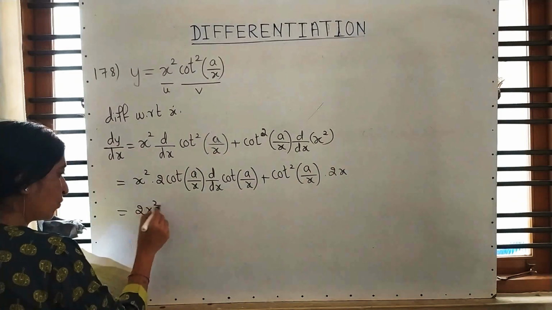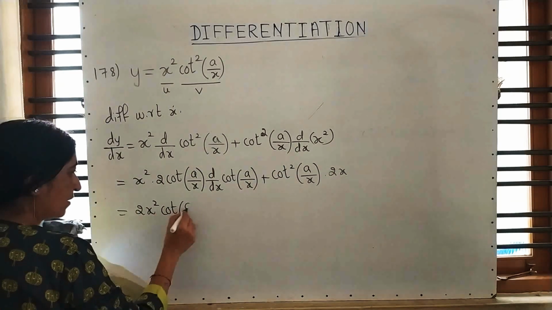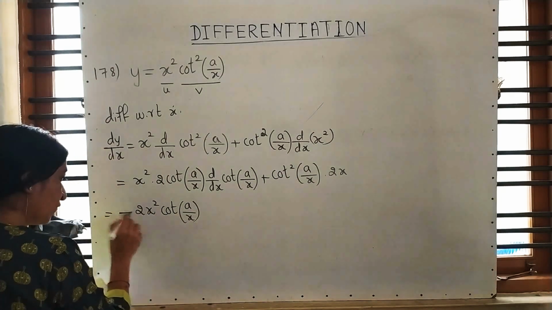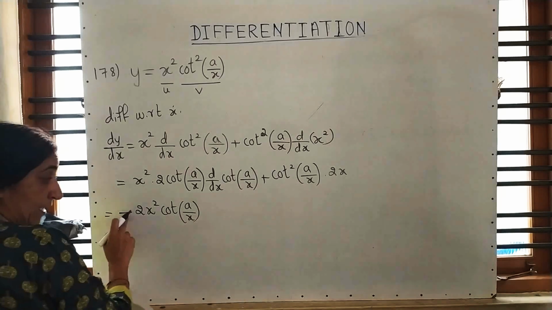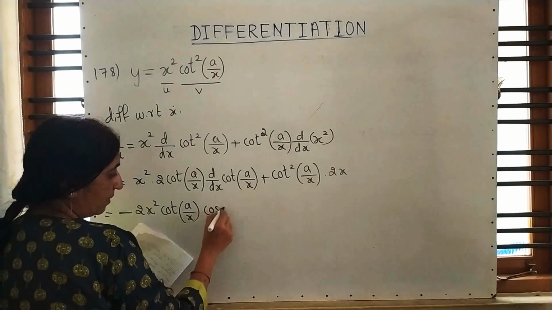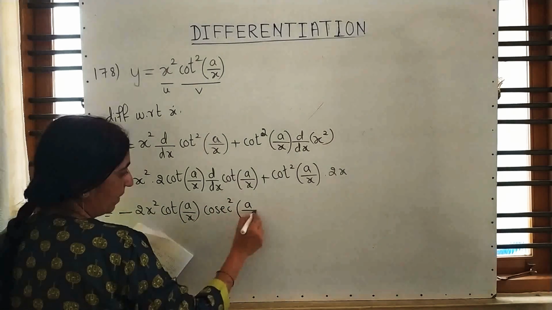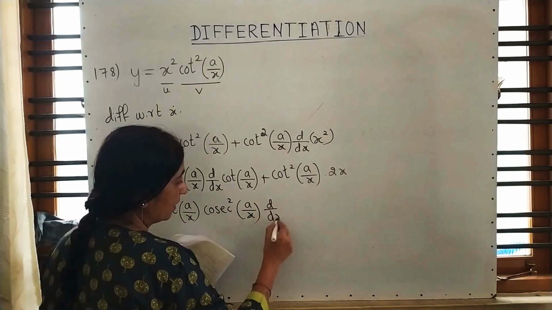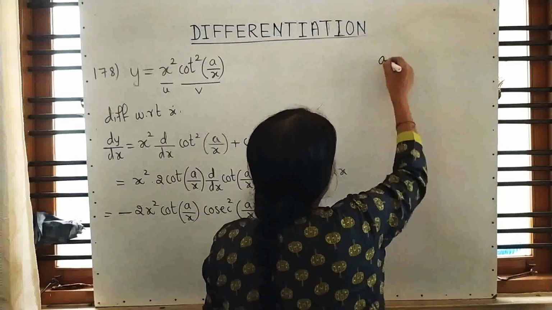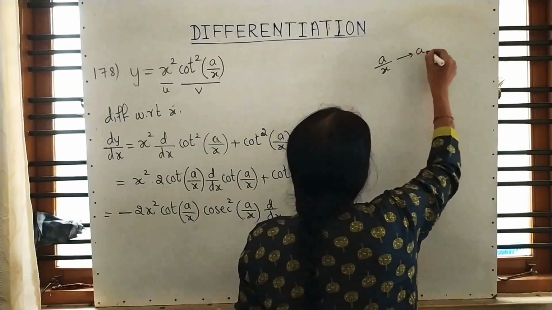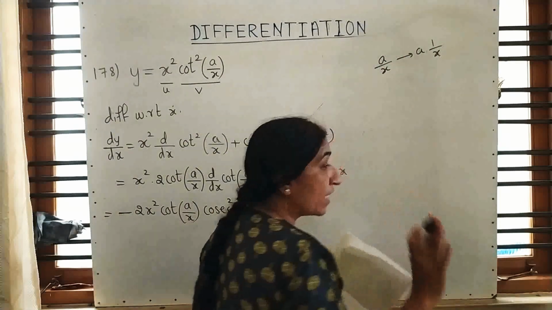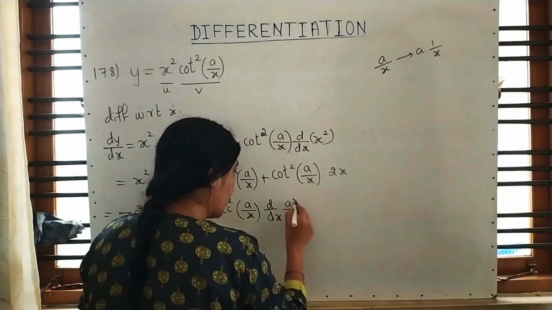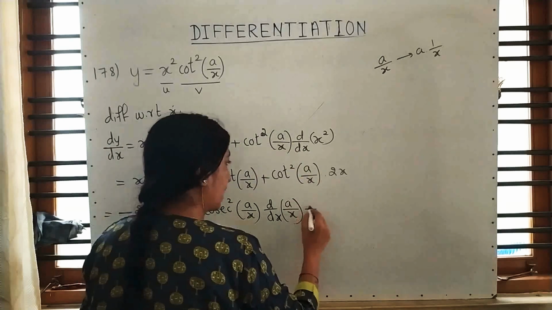This is 2x square cot a by x. What is the differentiation of cot? Differentiation of cot is minus, that's why I was writing minus here, minus cosecant square a by x. Then we have to differentiate the angle, and remember a by x will be written as a into 1 by x, and we are familiar with the differentiation of 1 by x. That's why I am not taking x in the numerator, I kept it as it is.